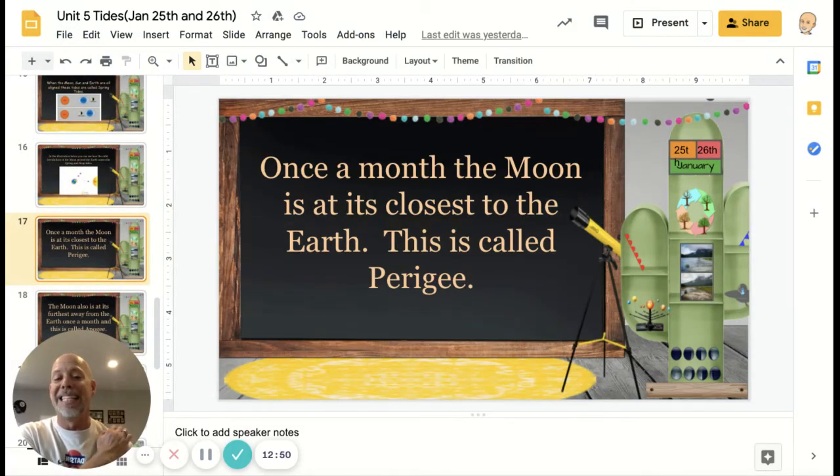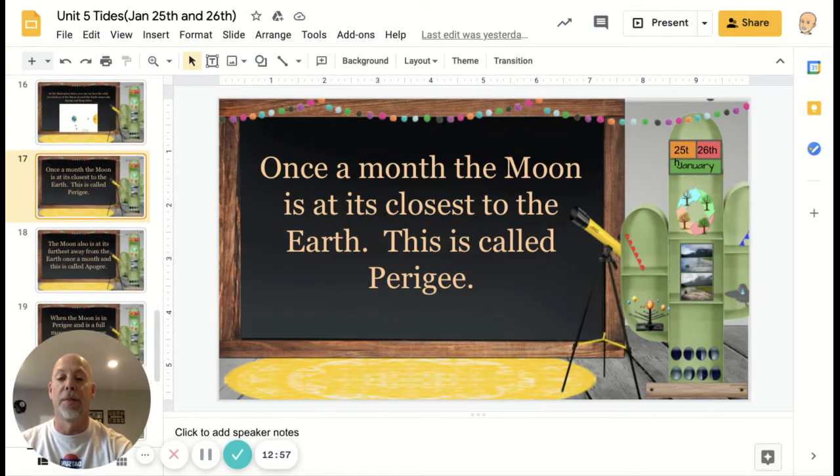Once a month, the moon is at its closest to the Earth. This is called perigee. So when it's closest to the Earth, what do you think? Do you think it's going to have a stronger or a weaker gravitational pull?